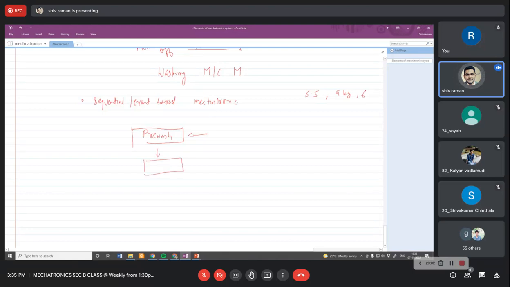Then comes your washing cycle. In the washing cycle, the cloth will be washed with either hot water or cold water. You have washing machines with both provisions, depending upon the customer, whether they are using a machine with a hot water system or a cold water system. Once this washing cycle starts, it will also start rotating the drum. The drum will not rotate continuously in the washing cycle.